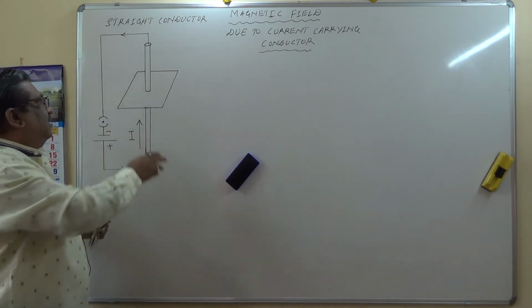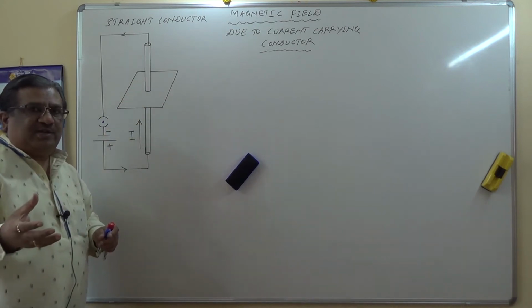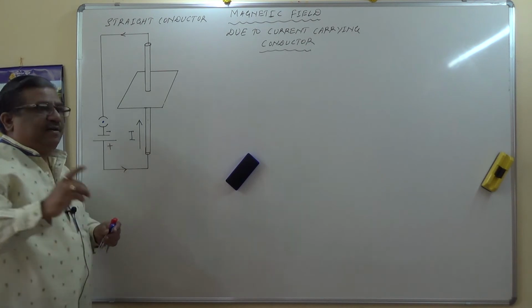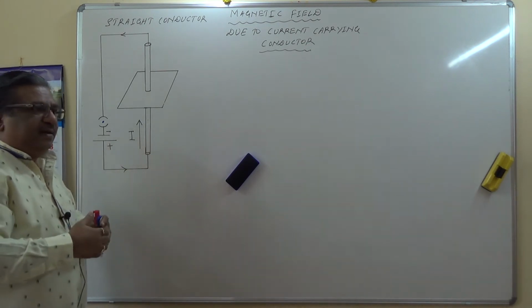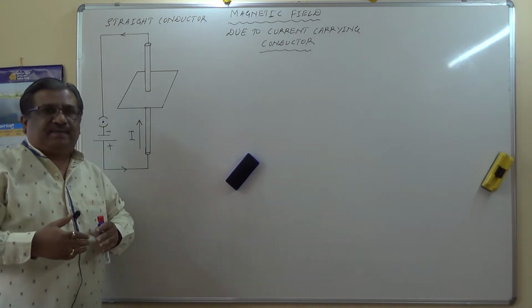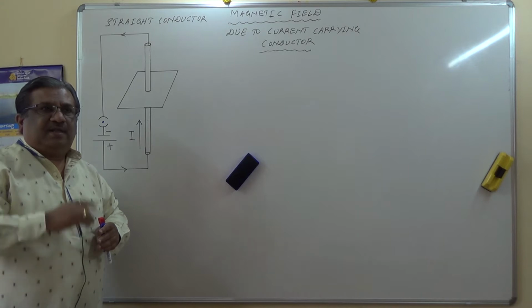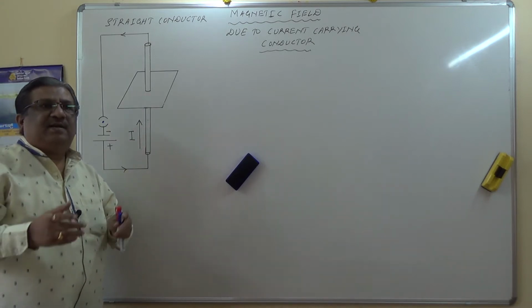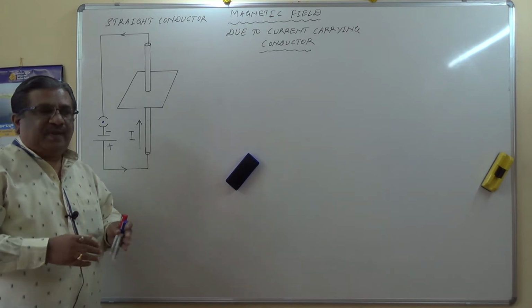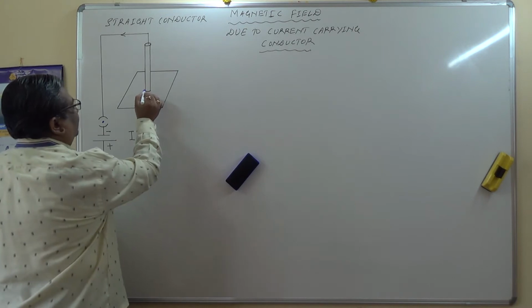In that case, the sprinkled iron filings will arrange around the conductor in the form of concentric circles. The iron filings will align themselves along the magnetic field lines. Therefore, the concentric circles around this conductor indicate the magnetic field lines. So, this is how the production of the magnetic field lines takes place.